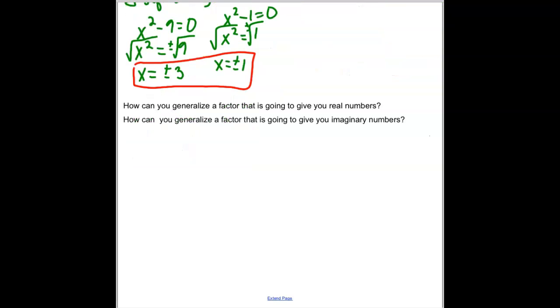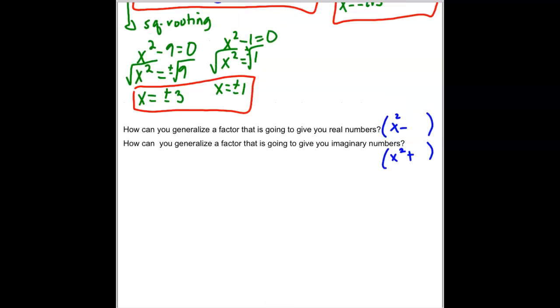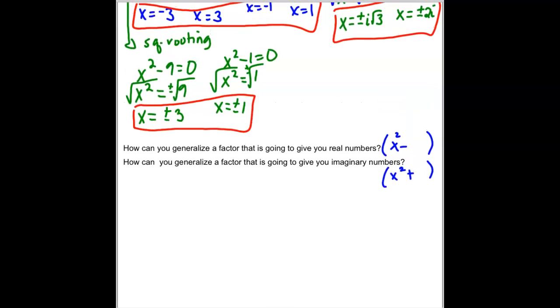All right, so how can you generalize a factor that's going to give you real numbers? It's going to have a minus in there. And how do we generalize a factor that's going to give us imaginary numbers? It's going to have a plus in there. Okay? So when we subtract it to the other side, it ends up being negative, which gets us our imaginary answers.